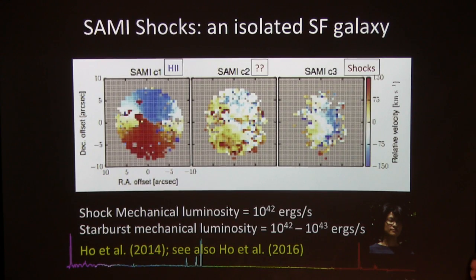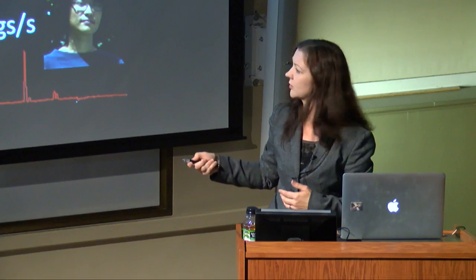What we're doing now is applying this to the full SAMI sample and trying to understand how much shocks there are, how much mass is lost in the shocks, and what's the mechanical luminosity of the shocks.